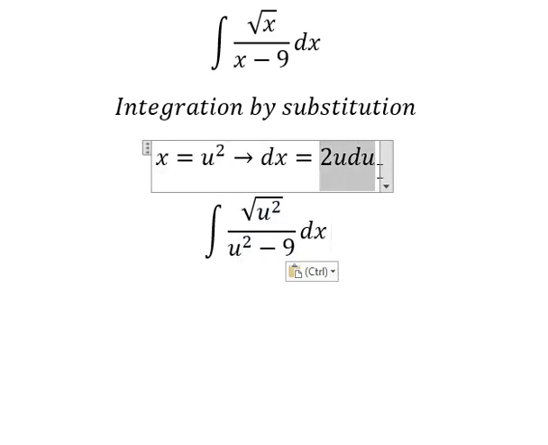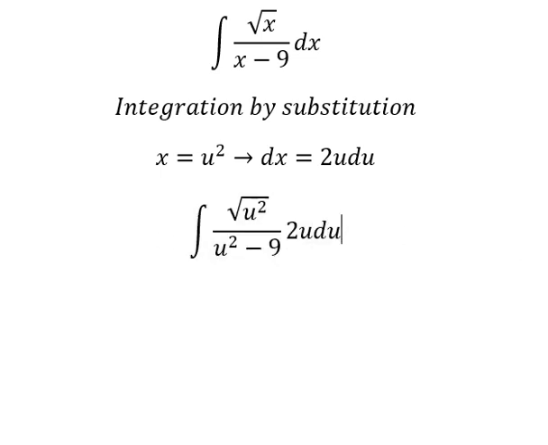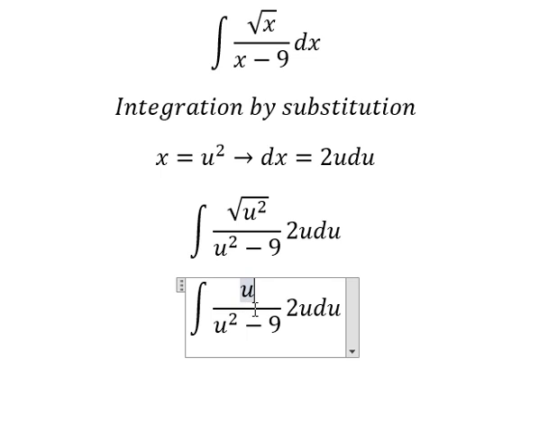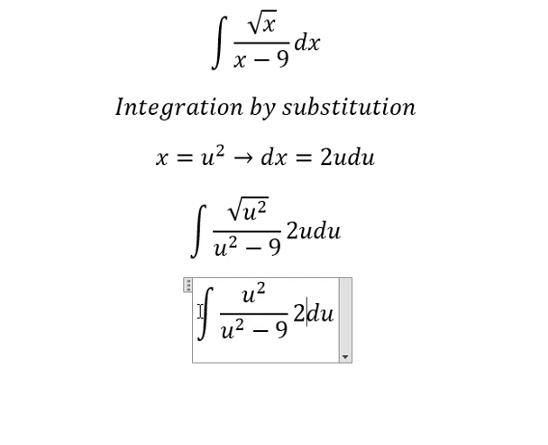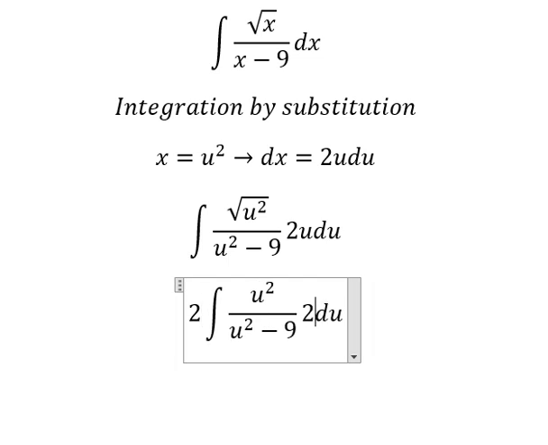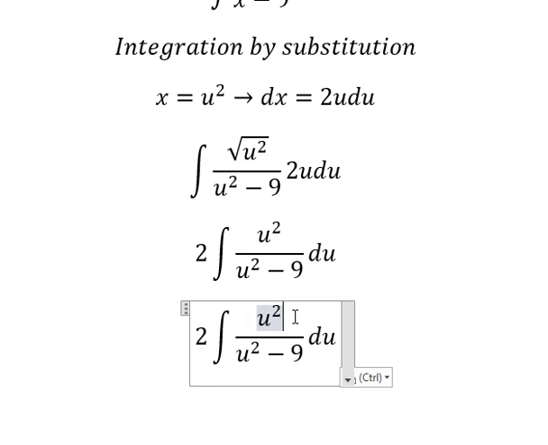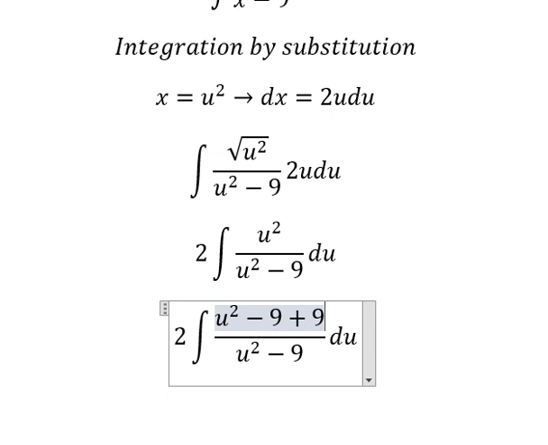Ds we change for this one. So this one you get u. So u and u, we have u square in here. Number 2, I will put outside. So I need to add negative number 9. Later, I will put back positive number 9.